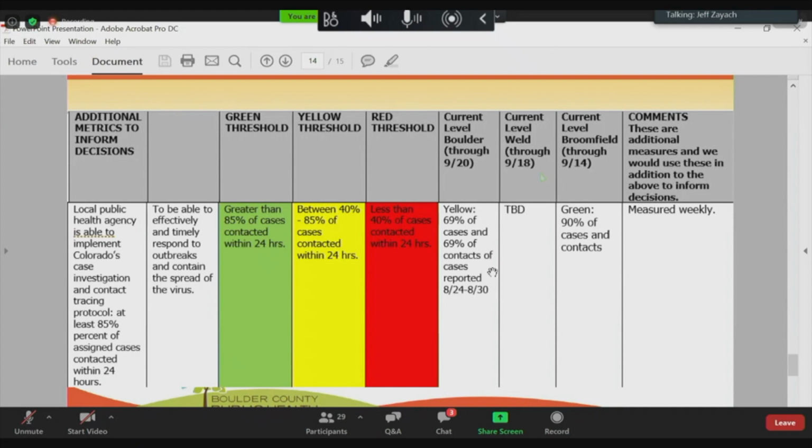We also have the ability to pull mutual aid in from our other surrounding local public health agency jurisdictions, and they would have the same to do for us if they were having an outbreak as well. We haven't had to initiate that yet, but we do have that ability.